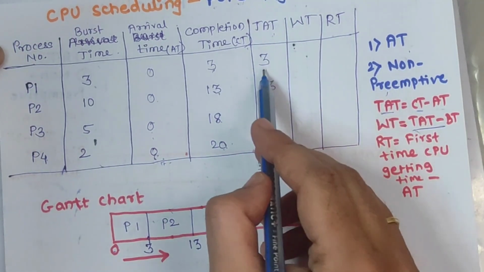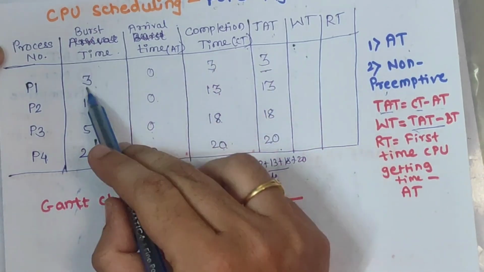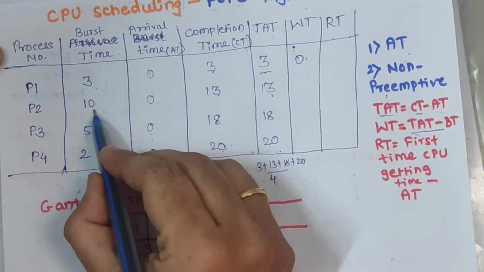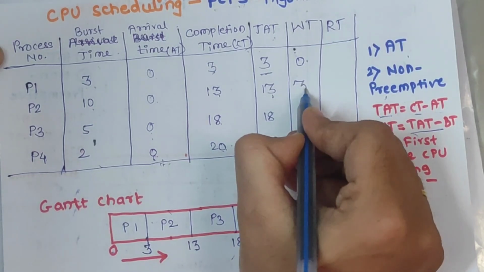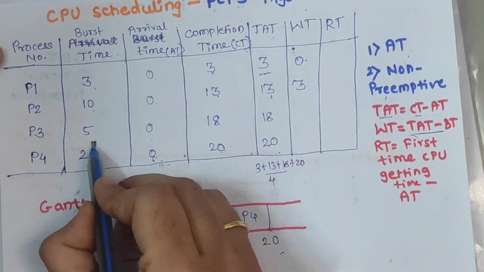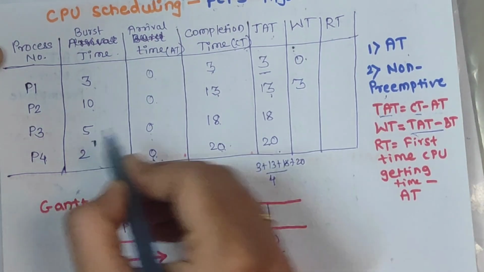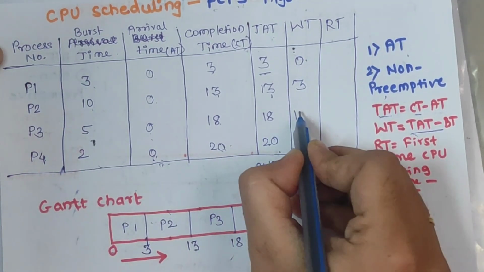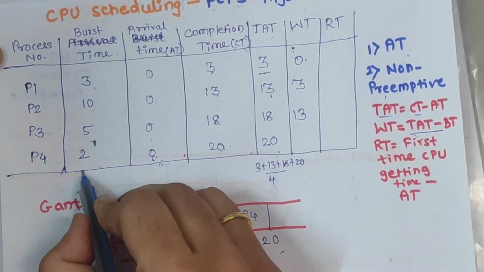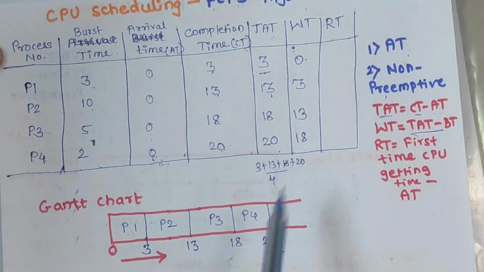Waiting time will be calculated by using this formula, that is turnaround time minus burst time. So for waiting time we calculate for P1, 3 minus 3, that is 0. Again 13 minus 10 for P2, that is 3. Then 18 minus 5 for P3, that is 13. And 20 minus 2, that is 18 for process P4. This is how we calculate waiting time.